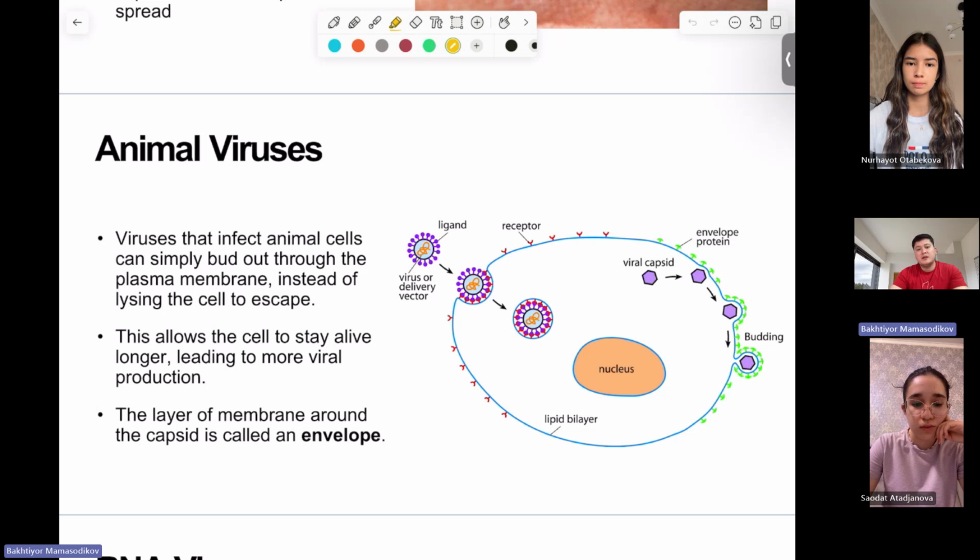For example, in bacteria, if the virus is inside of the bacteria, they're going to burst the cell. They're going to burst the bacterial cell, lyse the bacterial cell. This kills the cell, just like popping a balloon. But animal viruses have a smarter way. They bud out of the cell without killing it.